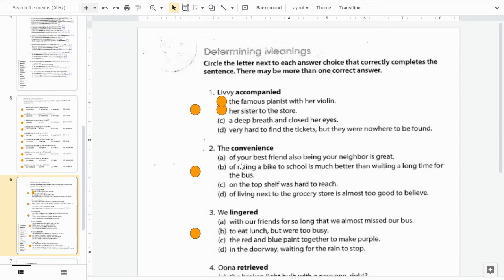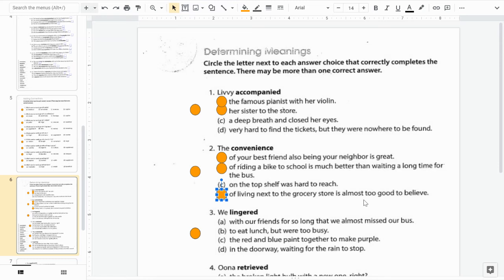The convenience of your best friend also being your neighbor is great. Yes, it's very handy if your best friend is also your neighbor. So that would be correct. The convenience of riding a bike to school is much better than waiting a long time for the bus. Yes. Doesn't happen very much at our school, but in a lot of places that happens. The convenience on the top shelf was hard to reach. Nope. And the convenience of living next to the grocery store is almost too good to believe. Yeah, it's really nice to be able to walk to the grocery store. Where I used to live, I could walk to the grocery store, but not so much anymore, unless I wanted to walk 2.5 miles. So that is 8C.